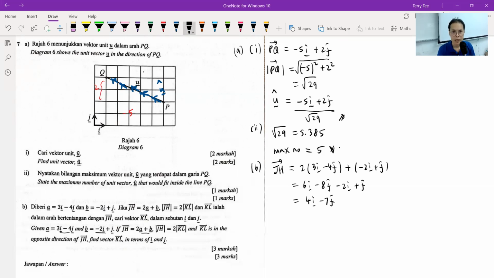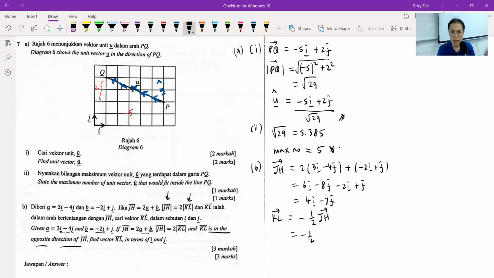Okay, now I know magnitude of JH is 2 times of magnitude of KL, right? That means KL is shorter, right? By half. It is shorter. It's half the length of JH. At the same time, KL is moving in the opposite direction of JH. Meaning, if it's moving in the opposite direction, we need to put a negative. At the same time, it's only half the length of JH. So we put negative half JH.